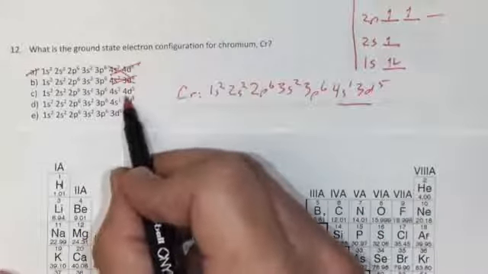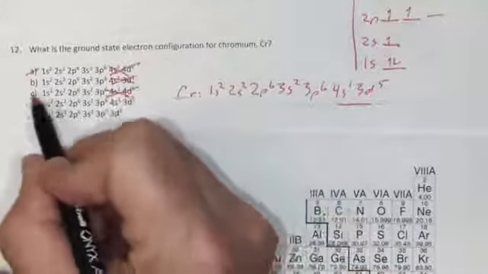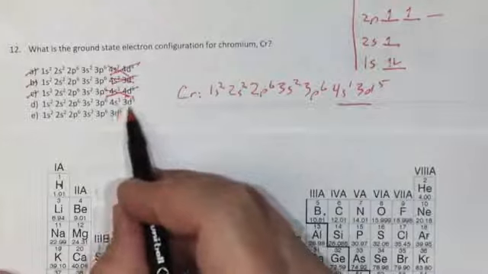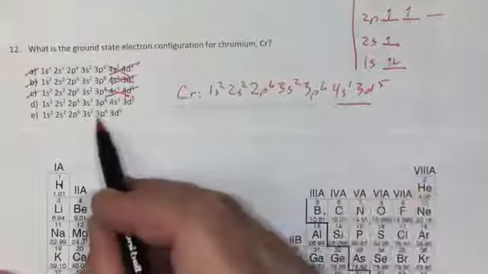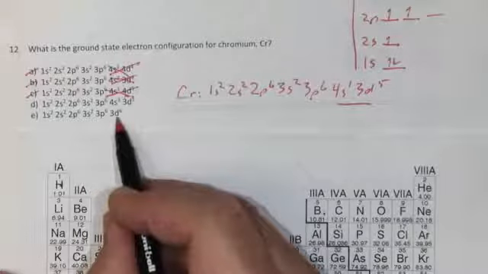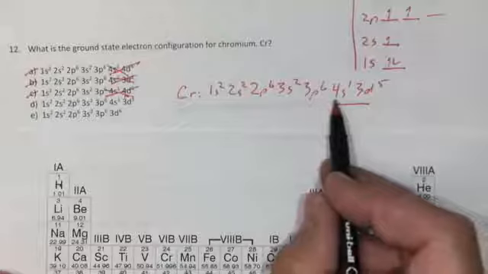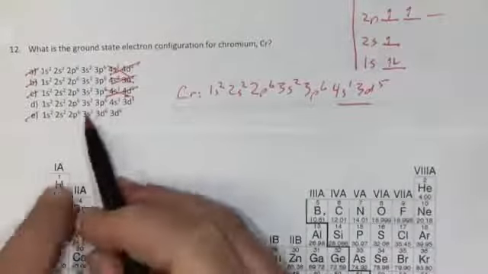4s1, 4d5, it's not 4d5, it's 3d5, so that's wrong. It can't be A, B, or C. And D says 4s1, 3d5, so that fits. Just check E. This is 3p6 and then 3d6. It doesn't have the 4s1, it's got 3d6, so that's wrong. So only D is left.